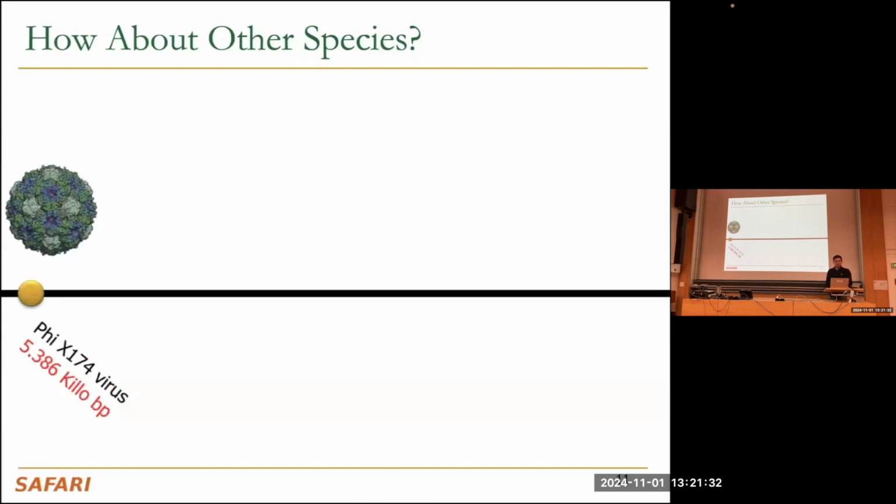We've been talking about the human reference genome, so let's take a closer look at other species. Here you're seeing an illustration of a viral genome. It usually has around 5,000 bases in its genome.